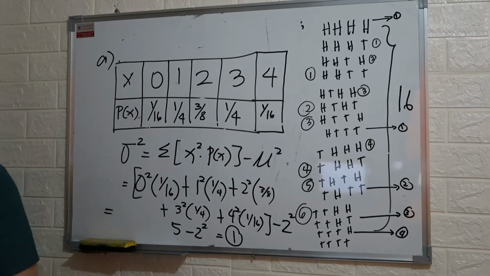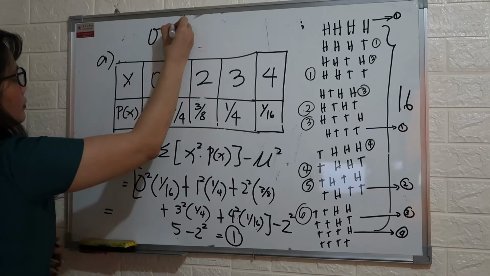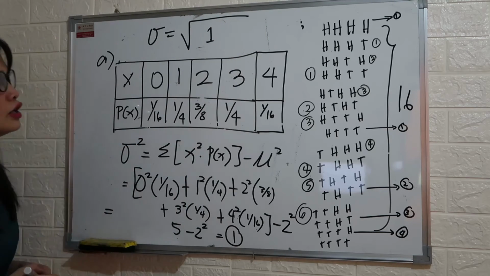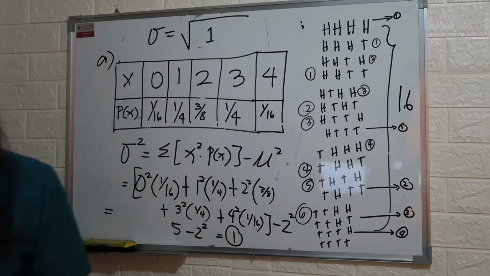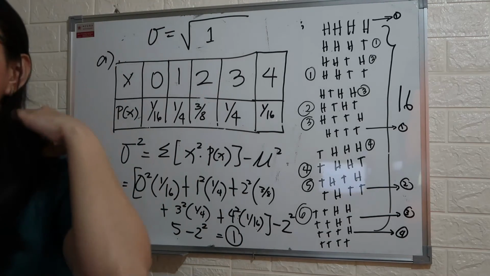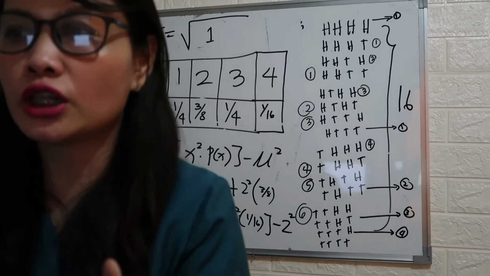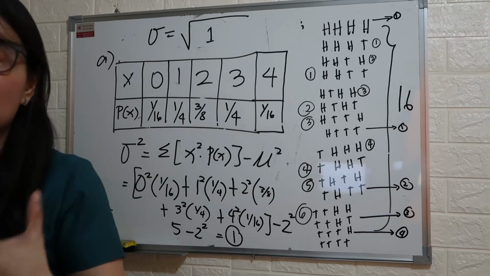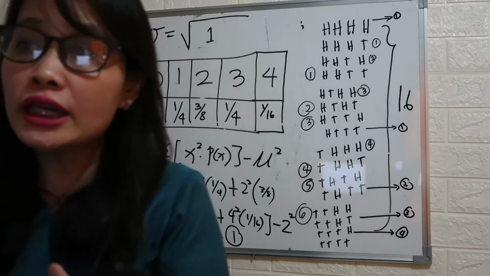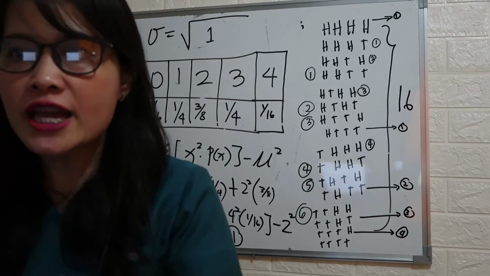How do we solve for the standard deviation? To solve for the standard deviation, that will be the square root of your variance. So what is the square root of your variance? Just simply get the square root of 1. So what will be the square root of 1? 1. Okay, so that's how we solve for the mean, variance, and standard deviation.